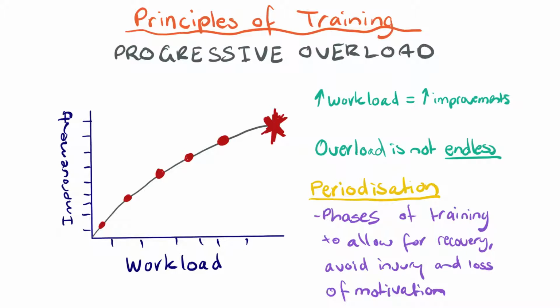So in summary, the principle of progressive overload is more or less just allowing an athlete to increase their workload over time to allow for significant improvements. Overload is not endless, and therefore an athlete can reach their peak overload amount, and this is why it's important for coaches to have phases of training or allow for periodization.